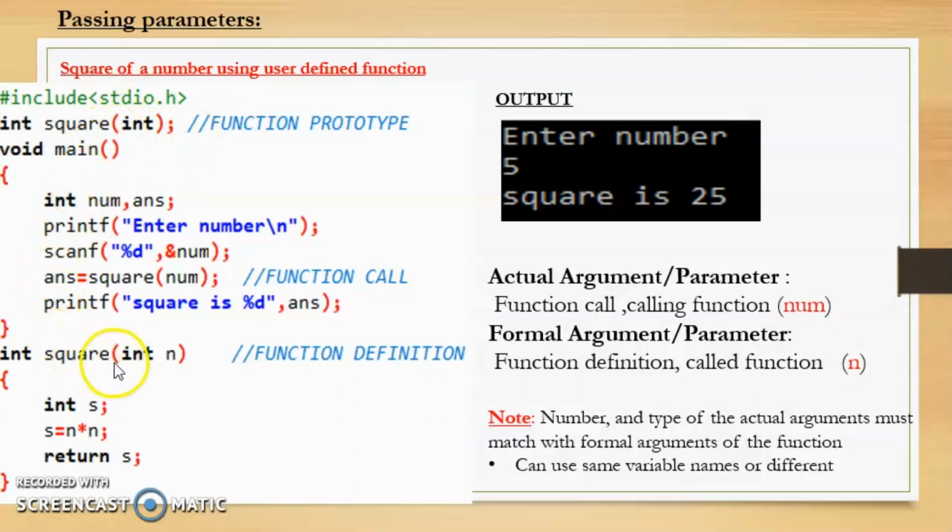Now if you look at the square function, we can see that there is one parameter which is of integer data type. As a result, we have written int over here, which means that there is one parameter which will be of integer data type.